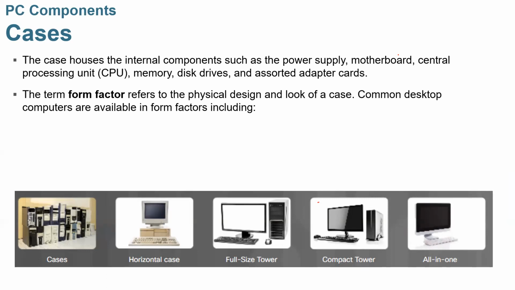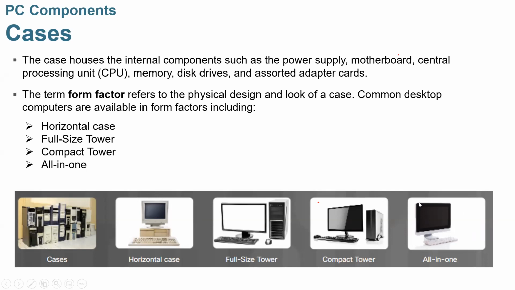Okay, so even machines have different casings, and these casings help us to protect different gadgets inside. They come in different formats, as you can see: horizontal case, full size tower, compact tower, all in one. All in one, as you can see in our sample here, you have everything packed into one gadget.